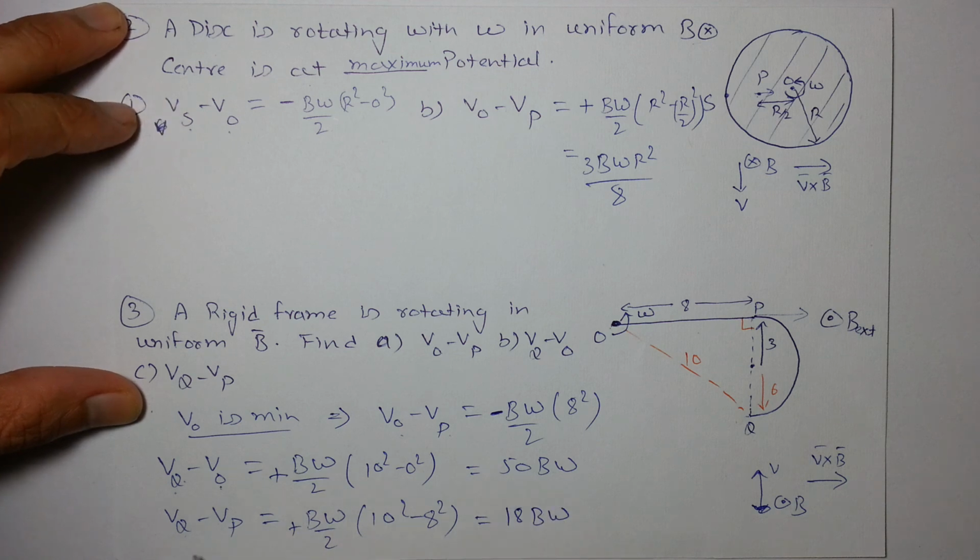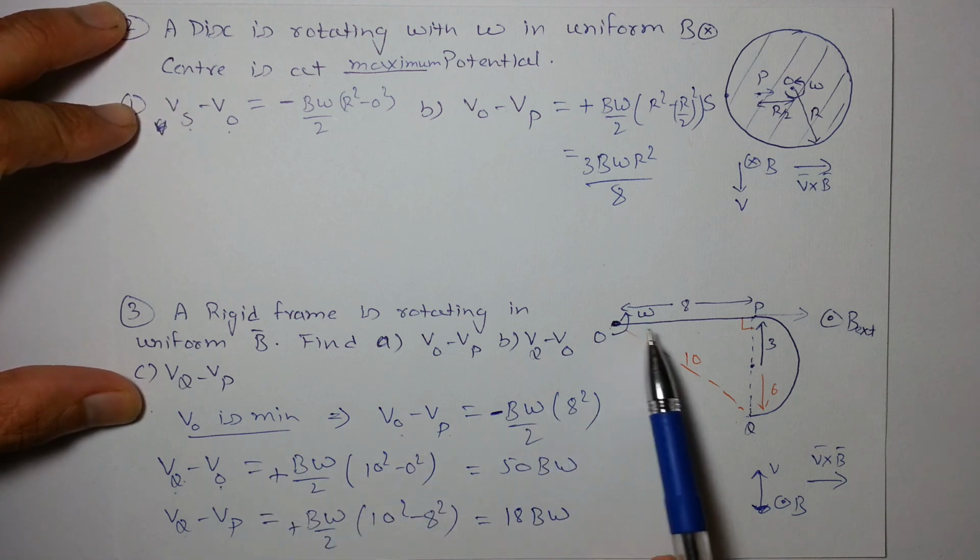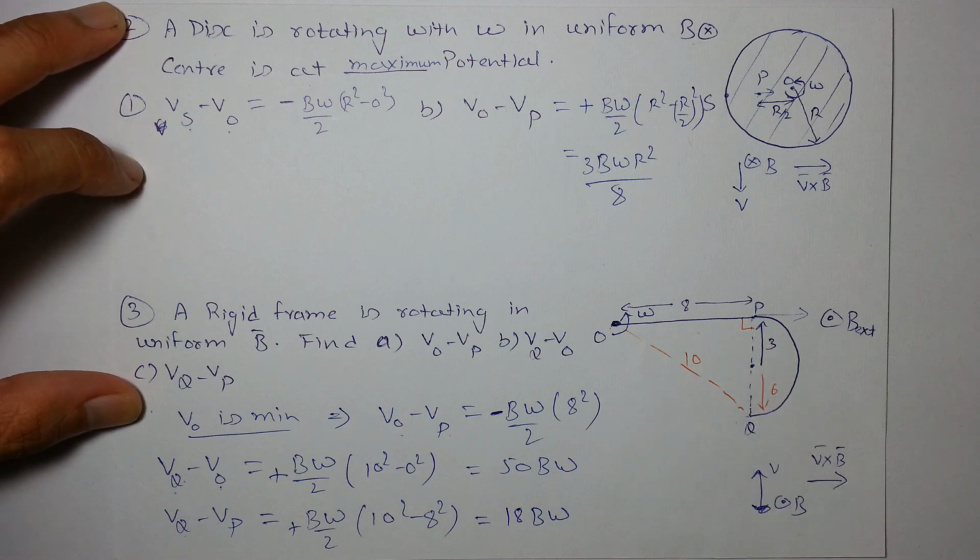So this is how we can find the potential difference between any two points on a rigid body which is rotating in a magnetic field.